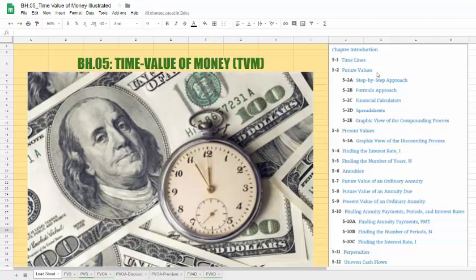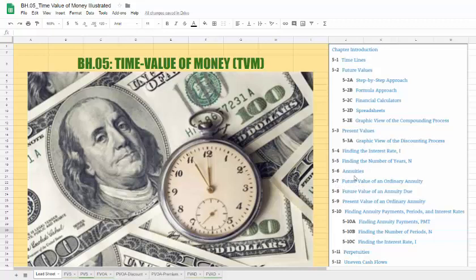There are four main topics for the time value of money. The future value or compound value, what money today would be worth in the future if it could be invested at a certain interest rate. Present value, what amount would you pay today to receive a certain amount so many years from today, and then applying those two topics to annuities.